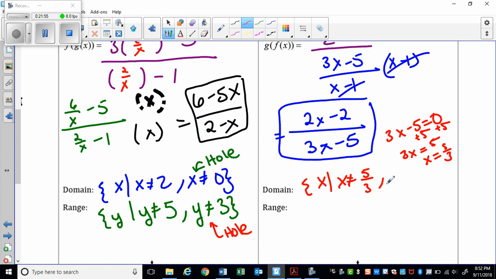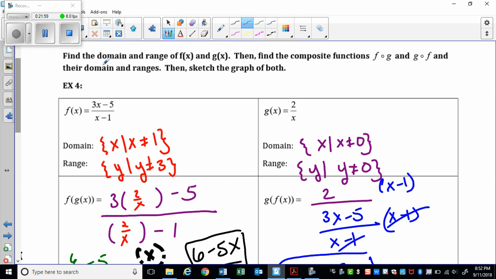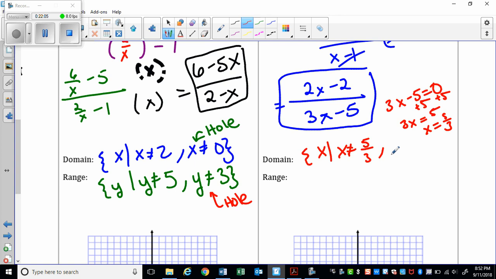And we have to look at the domain restriction of my inner function. So x cannot equal 1. And that is going to be a hole. The domain restriction of my inner function is a hole.